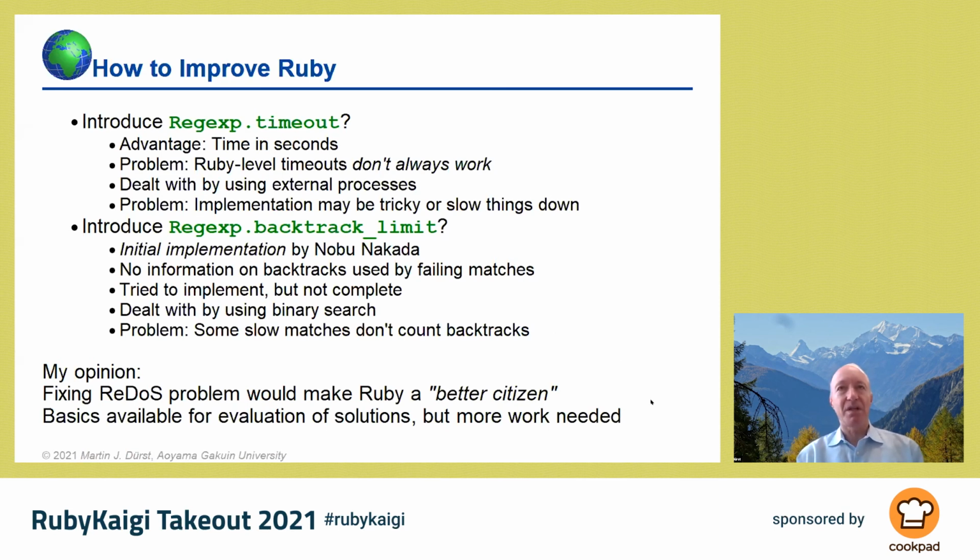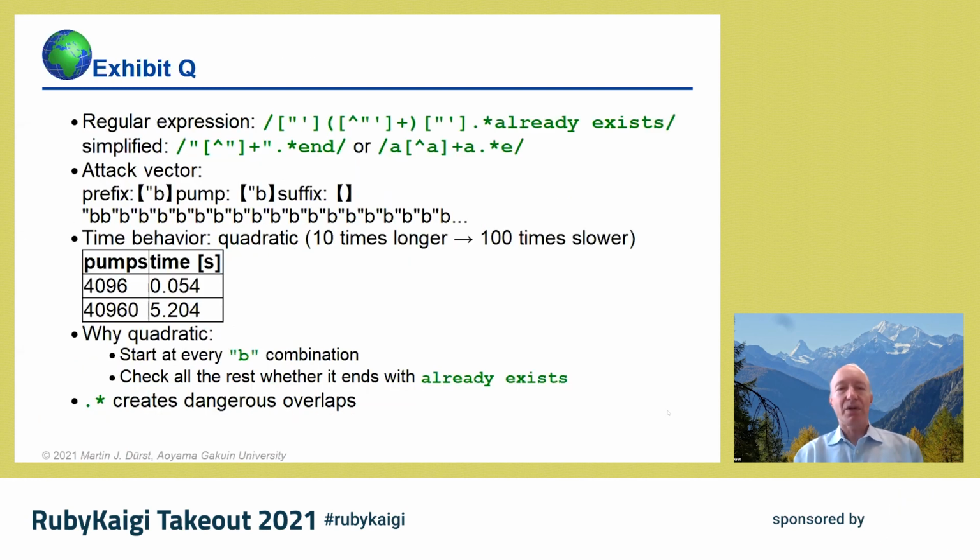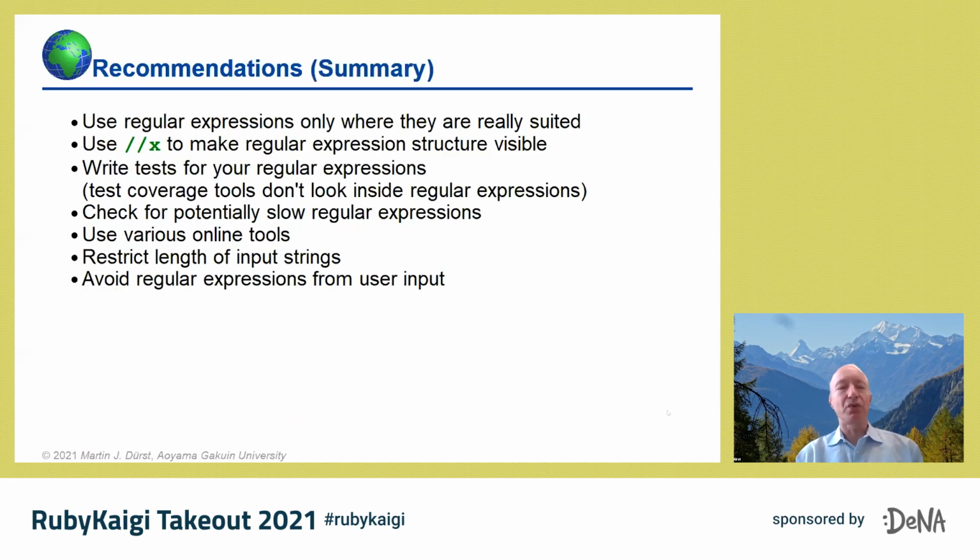And my opinion here is very clearly: fix. It would make Ruby a better citizen if we could fix this ReDoS problem. And we have basic solutions available, but we need more work. With all the data I have, we can actually evaluate different solutions quite well. Okay, I'll skip this and go to the recommendations.